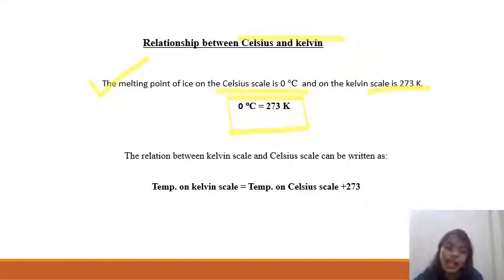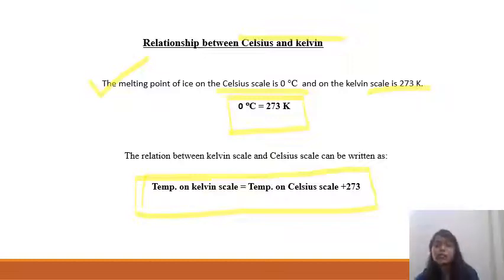273. And the relation between the Kelvin scale and the Celsius scale can be written as, if you want to solve the question, you can solve the question on the basis of this equation. Temperature on Kelvin scale equals temperature on Celsius scale plus 273. You just add 273.